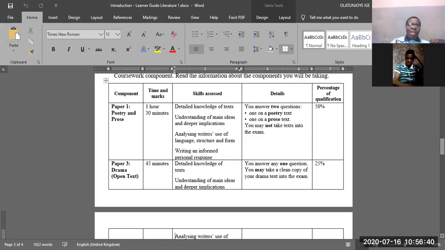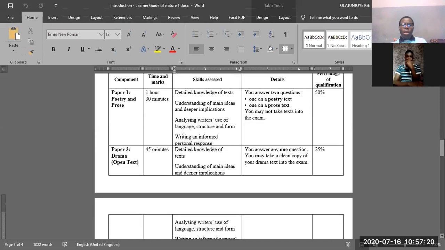The detail of what is expected is that out of this text, you answer 2 questions: one from the poetry, one from prose. Here you will not be allowed to take the text into the examination, but you have a variety of texts given to you. In Songs of Ourselves, we have 15. Out of that 15, 2 will come out, and you're expected to take 1. Under the prose, 2 will come out. You're expected to take 1.